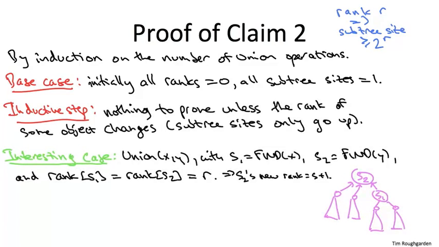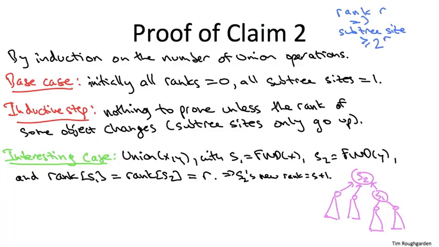So the interesting case is when somebody's rank actually changes. How can that happen? Well, it happens in only one particular way that we understand well. We're looking at a union operation between objects x and y. Suppose the roots of these objects are s1 and s2 respectively. It's only when these two roots have the same rank, let's call that common rank R, that somebody's rank gets changed. In particular, we're going to break ties as we did in the previous video. S2 will be the root of the fused tree. S1 will become a child of it. And in that case, S2's rank gets bumped up by 1. It goes from R to R plus 1.